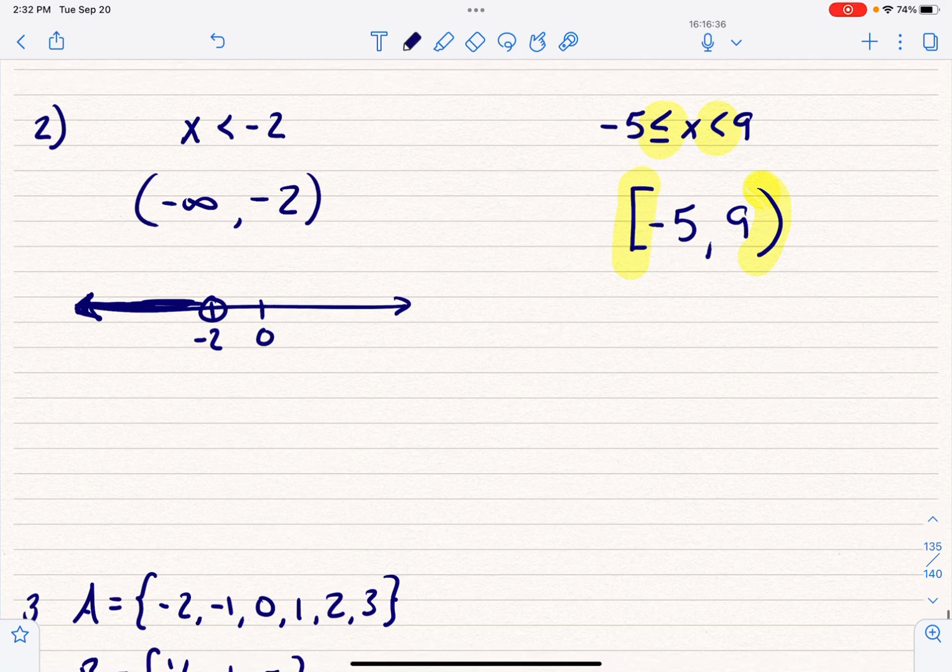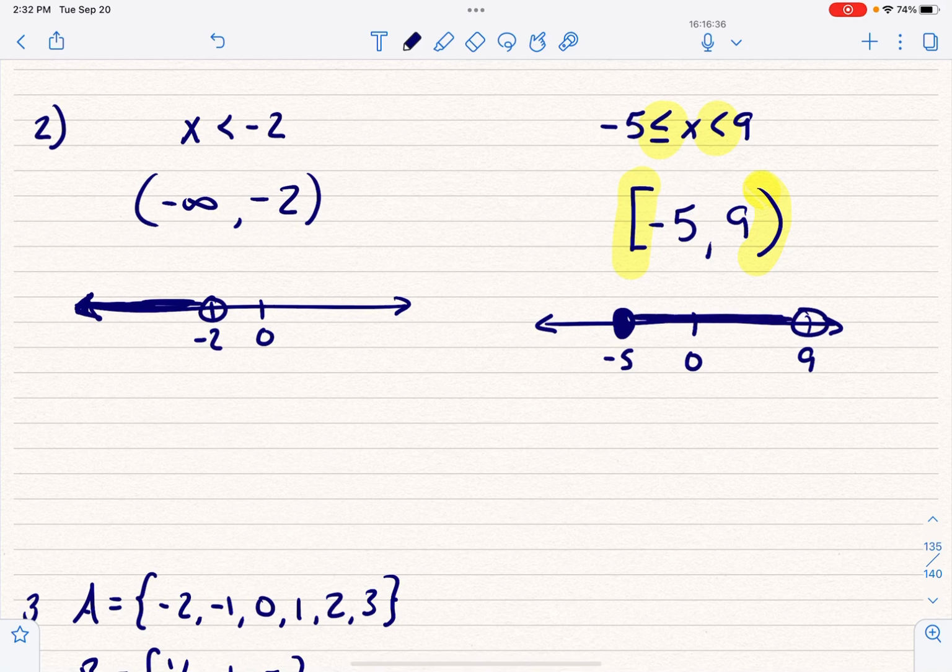When we want to put it on a number line, that's real simple. Again, it's good to put 0 as a reference. I'm going to put -5 about here, 9 up here. We include -5, but we don't include 9. And then I shade everything in between. All right, and that's what you should have.